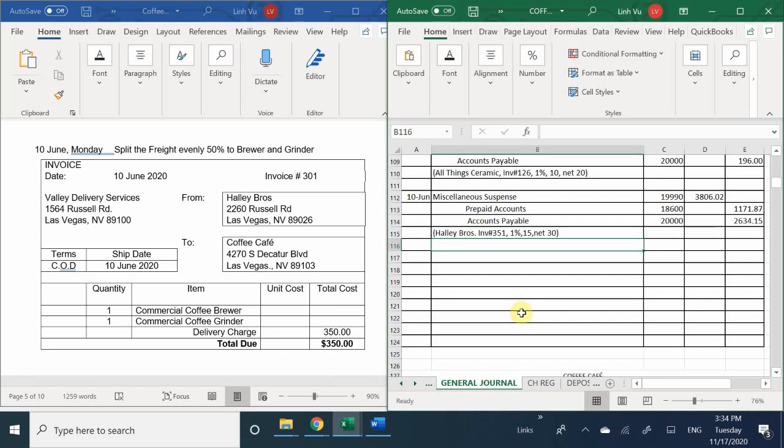Exactly. So here we have to incur the shipping for the coffee brewer and the coffee grinder. Here we made a payment, because it's cash on delivery, we need to pay it the minute it's been delivered. Let's look at how much they charge us for delivery. They charge us a total of $350. With this assumption, you can assume 50-50, since the coffee brewer and coffee grinder should weigh more or less the same amount. That's just an assumption. Split that in half and dedicate half to the coffee brewer and half to the coffee grinder. But right now, where is my coffee brewer and coffee grinder?